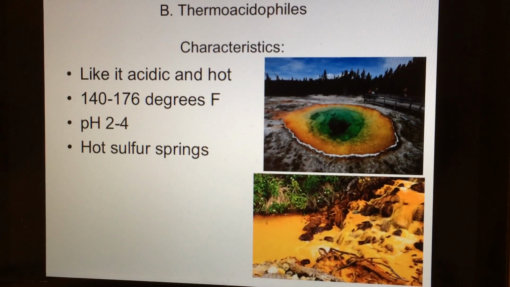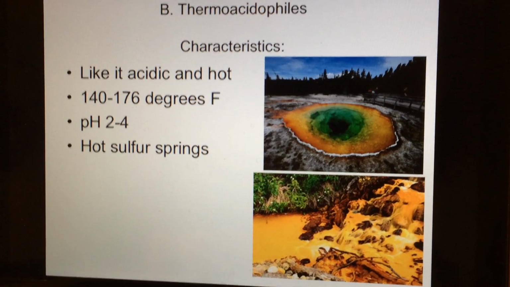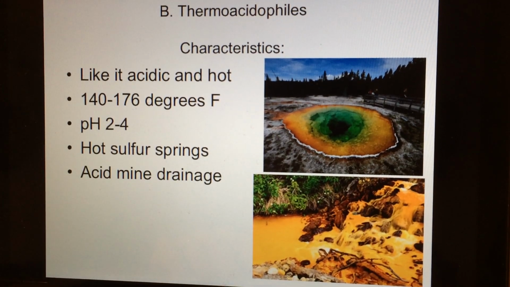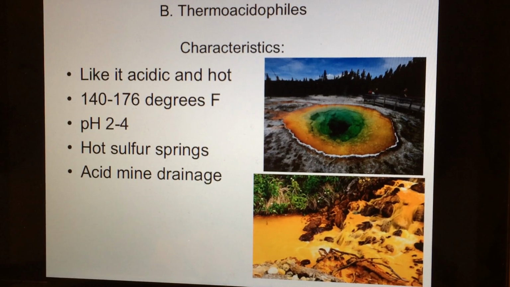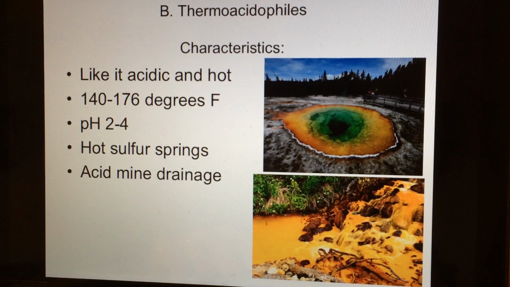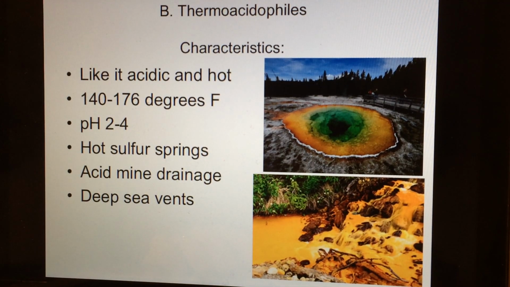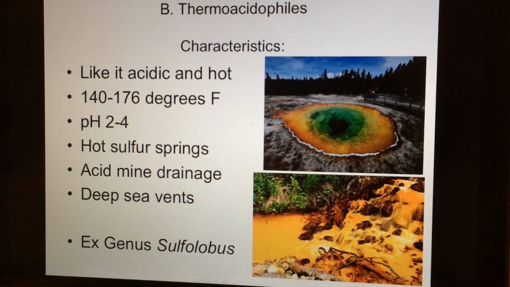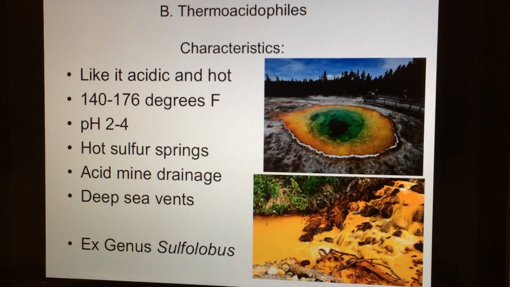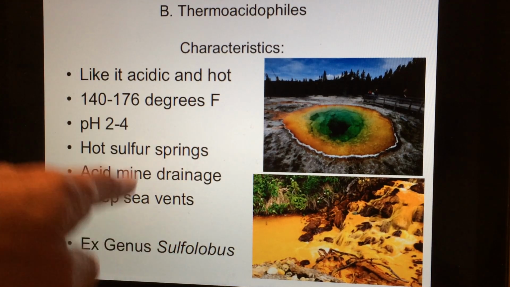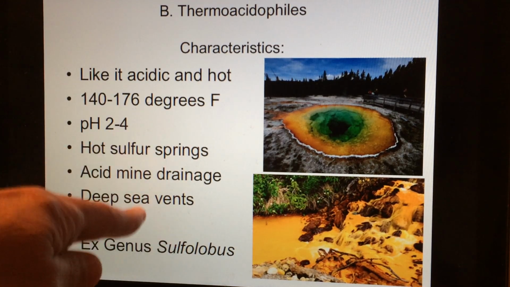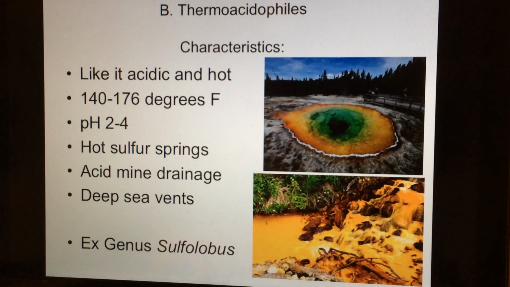Where do they live? Hot sulfur springs, which you can see in that upper right picture. They also live in areas of extreme acid mine drainage. It's got to be really, really bad. And obviously the EPA and around here, they've cleaned up a lot of this stuff from the 70s and 80s. And the last one, deep sea vents or anywhere there's underwater geothermal activity. I didn't have room for a third picture, so you can look that up. An example is any bacteria from the genus Sulfolobus. So sulfur, that goes with sulfur hot springs. I just wanted to give you a connector for the exam so that you're not trying to remember everything.